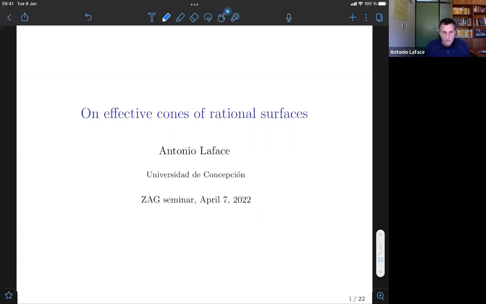Okay, so I'm going to talk about effective cones of rational surfaces. My purpose is to give some panoramics of recent results and then focus on some blowing up of toric surfaces.